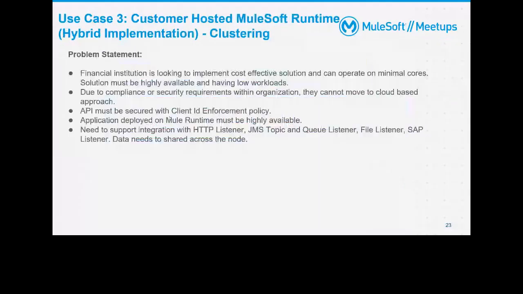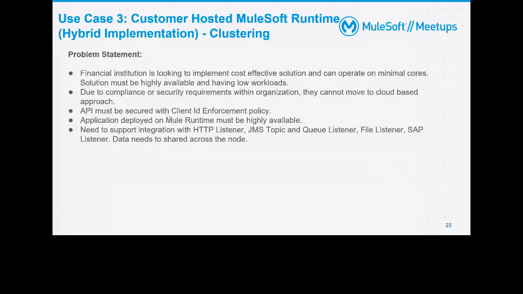So here, I have a financial institution. They have some restrictions, they cannot deploy their application on the cloud, and they also have to operate on minimal cores. With CloudHub, we require at least 0.1 core for one application, but they want to operate on minimum cores. In that case, if you are using on-premise, you can deploy as many applications as you want on your Mule runtime. Due to security, compliance, and requirements, the organization cannot move to a cloud-based application.